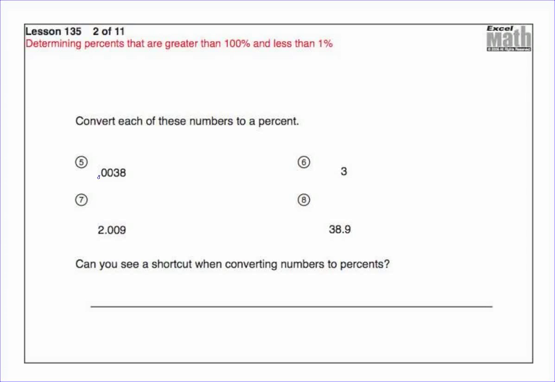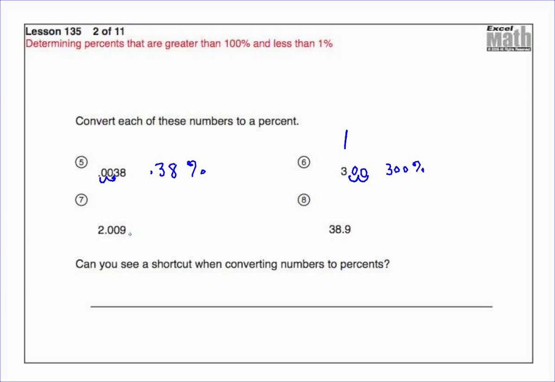Okay, in this first one, 1, 2, spots over, decimal point goes there, so you should write 0.38%. Number 6, the decimal point is here to start. Move it over, fill in some zeros, and so you get 300%. 3 is not equal to 3%. This is 3 wholes. 1 whole is 100%. Think about that. If you eat the whole pizza, you ate 100% of the pizza. You ate 1 whole pizza. This is like eating 3 wholes, which is 300%.